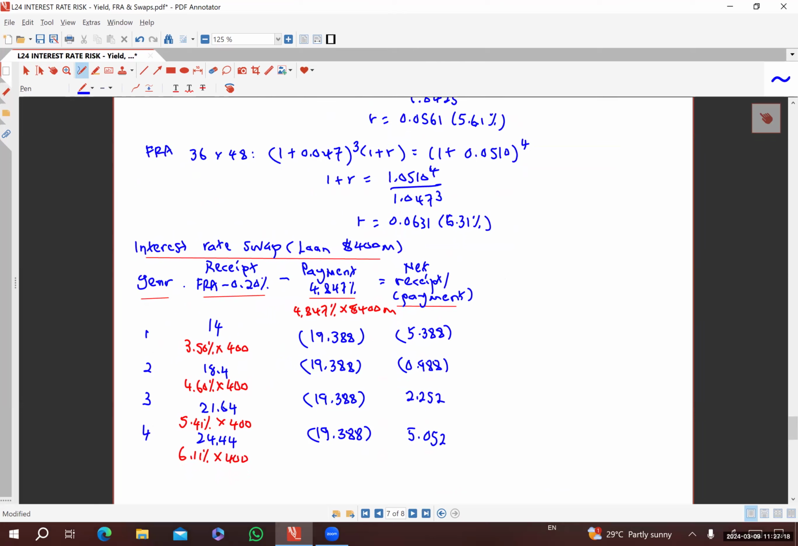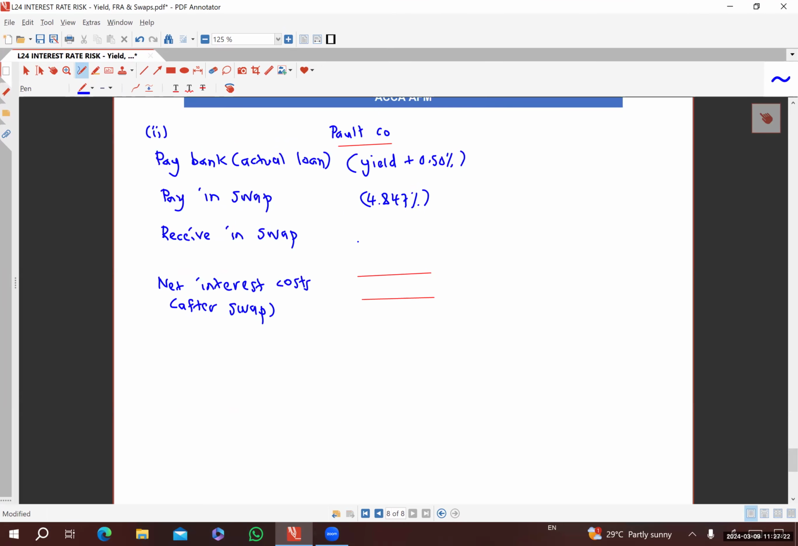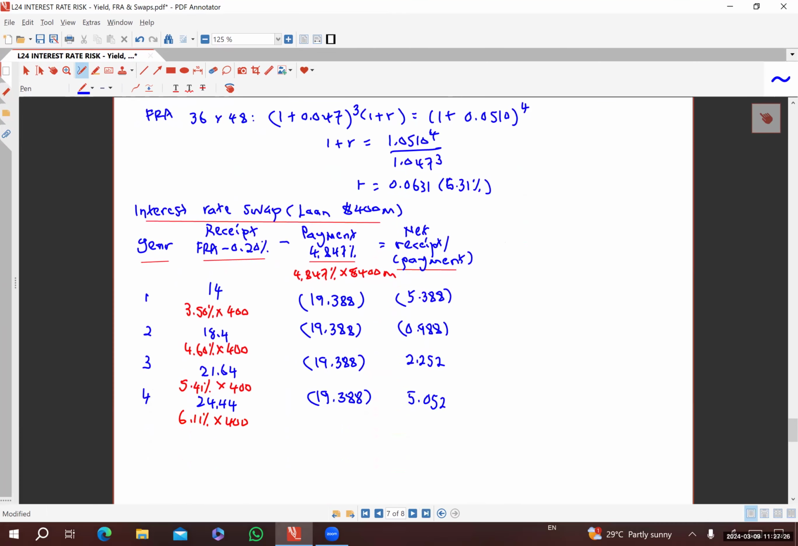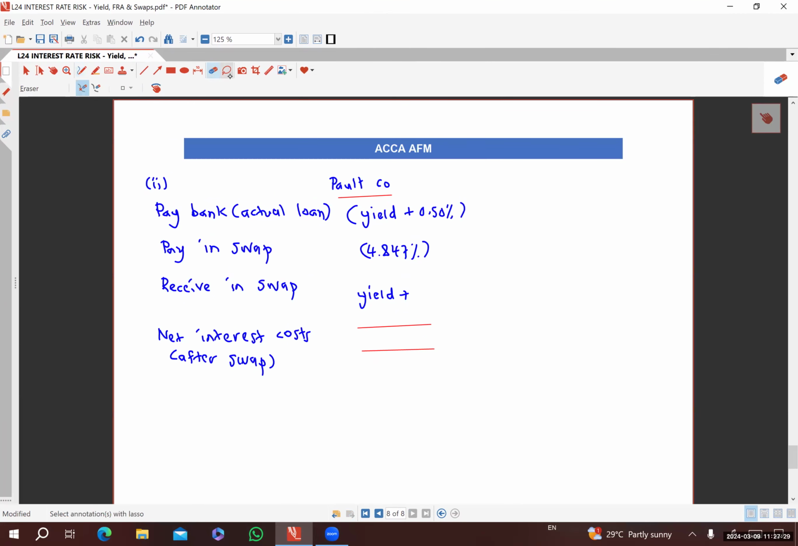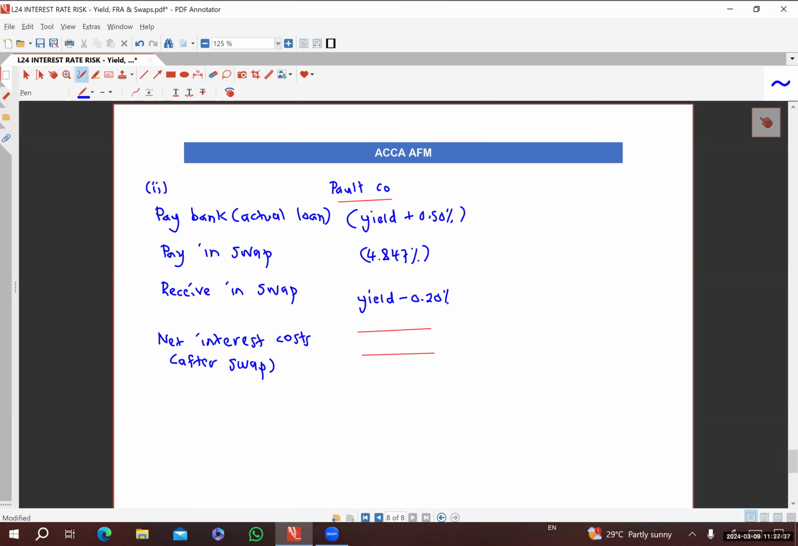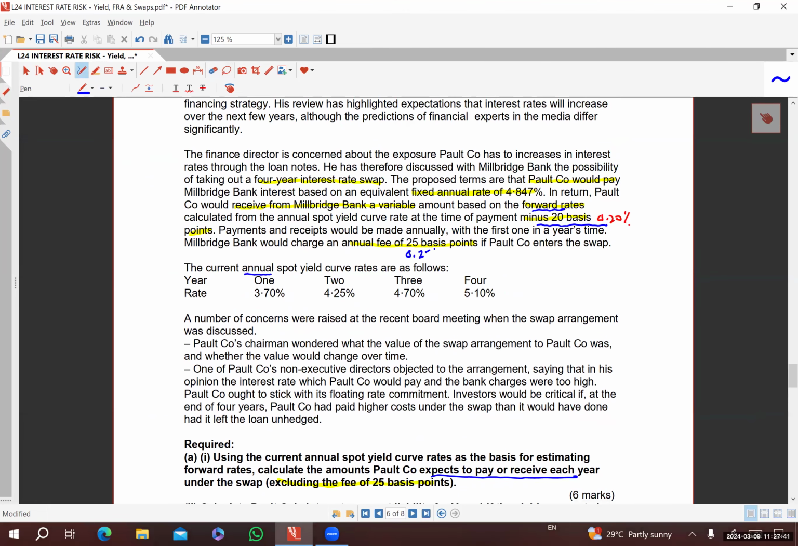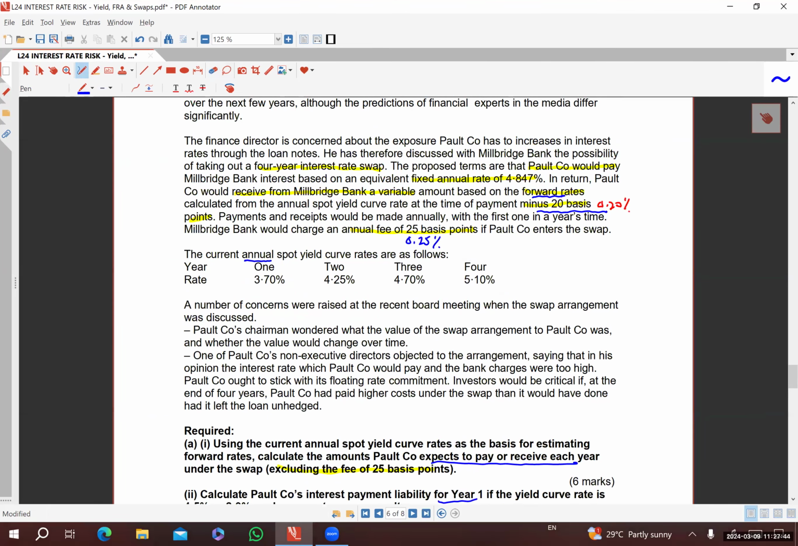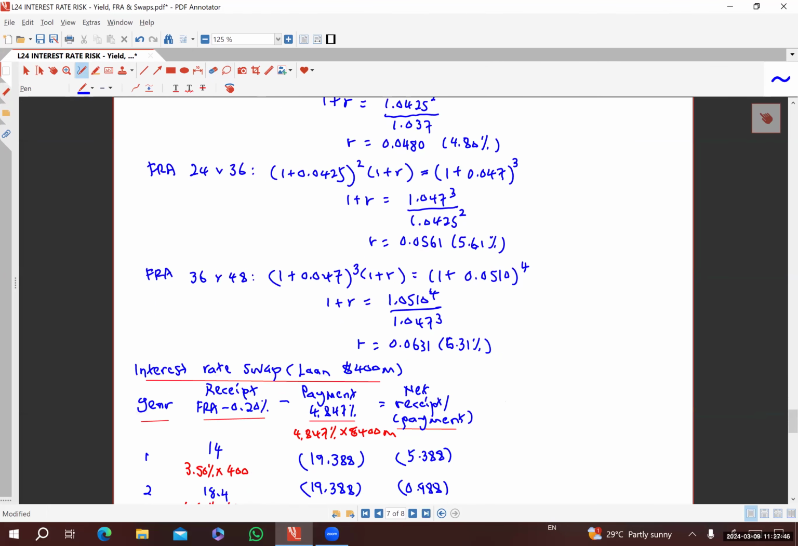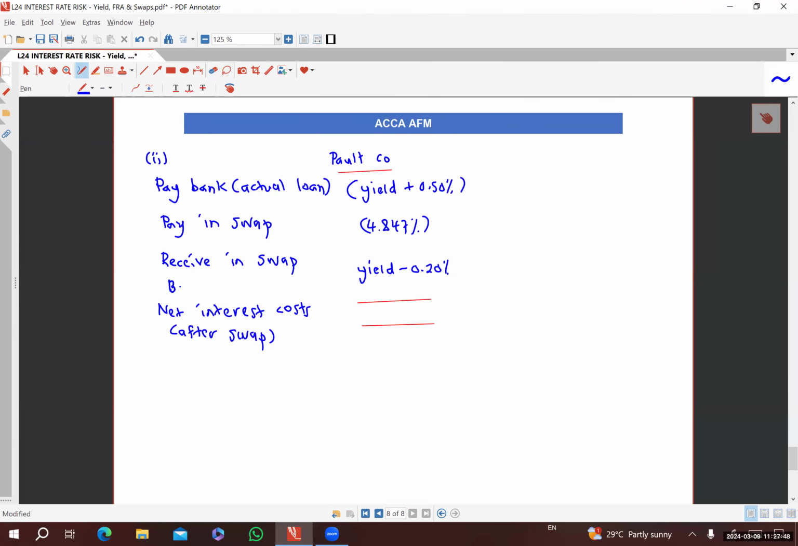Now, the FRA is based on yield. So FRA is based on the spot yield, so I can also put here yield minus 0.2. This is receive. On top of this, there's also a bank charge of 25 basis points or 0.25%. Okay, bank fee. So I need to minus the bank fee.